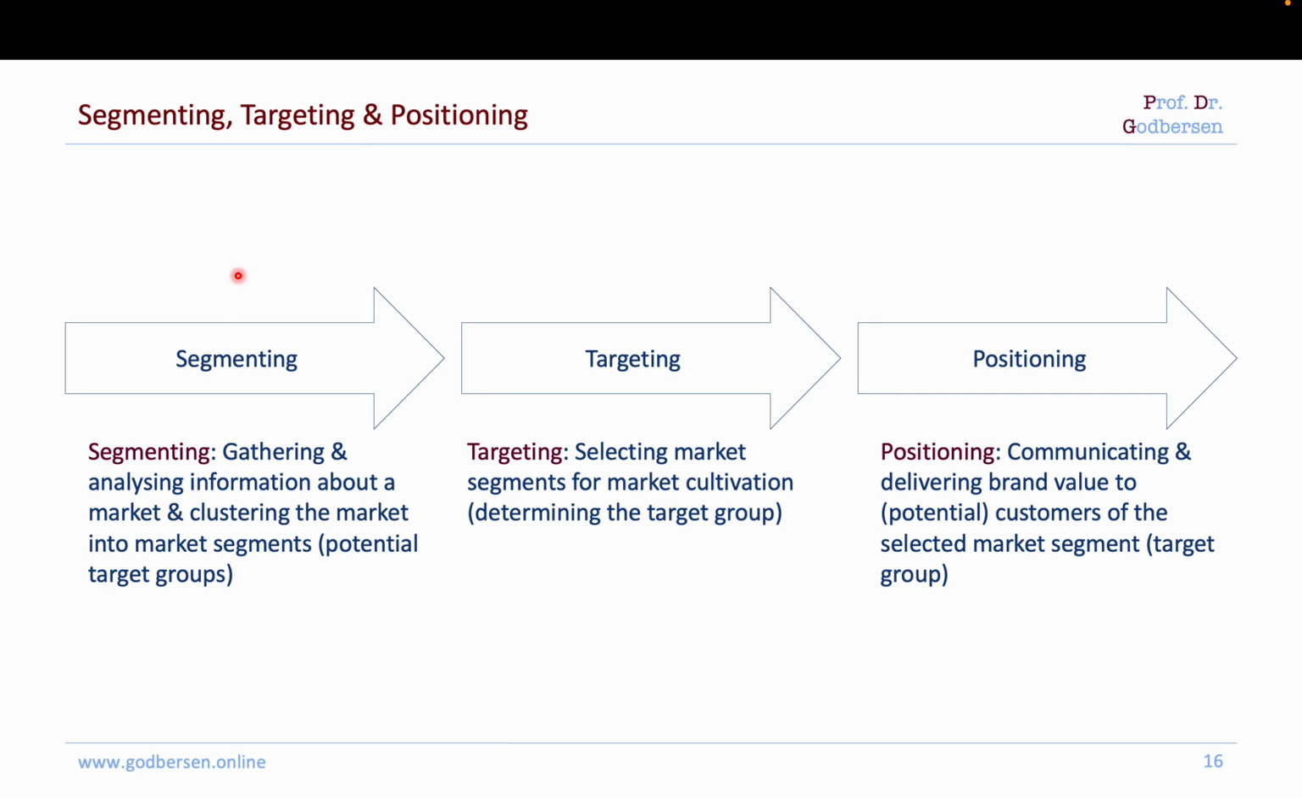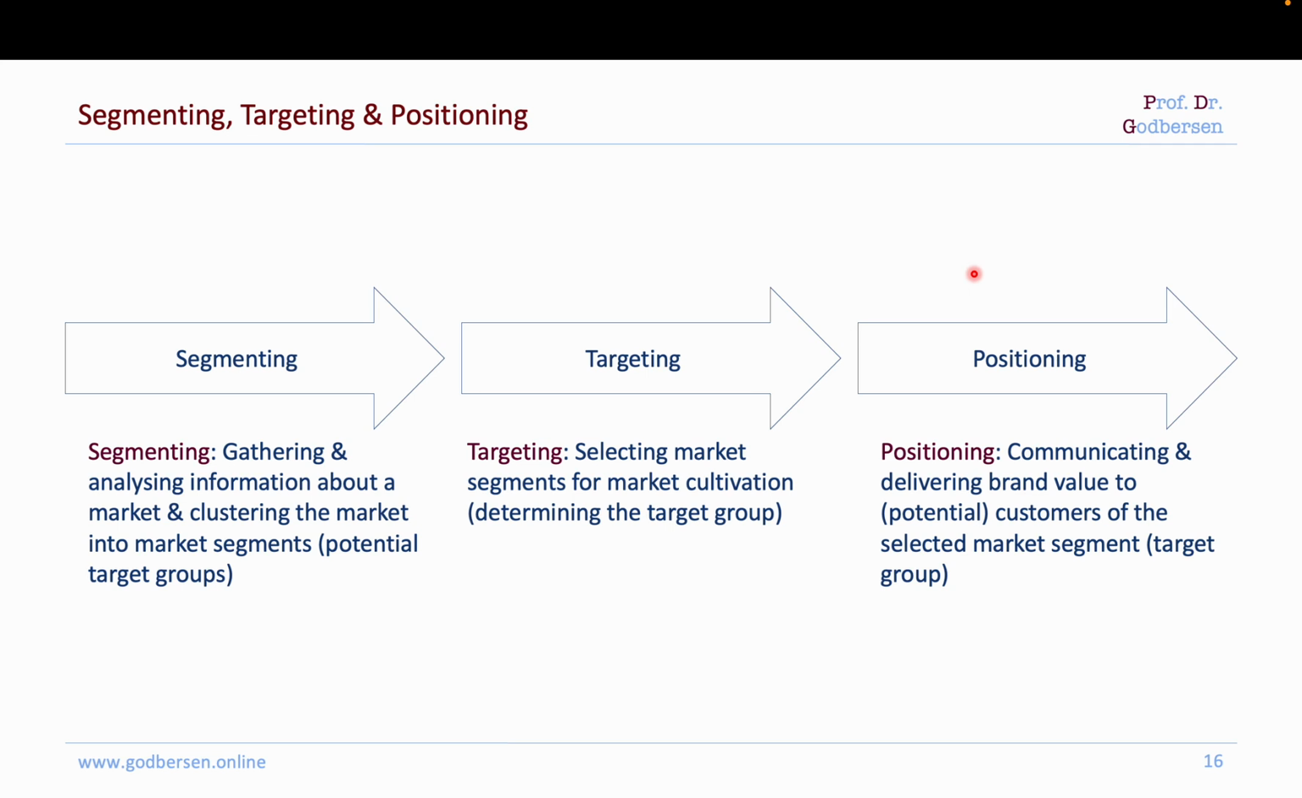Segmenting is simply gathering information about a market, of course analyzing this, and then clustering the market into several market segments. You can call these market segments submarkets. Targeting is deciding which markets or which submarkets, which market segments we will attack. We're choosing our target group. Positioning, finally, is then communicating and delivering brand value to this target group, to the selected market segments. And of course your positioning must be designed to the needs and wants of your target group.